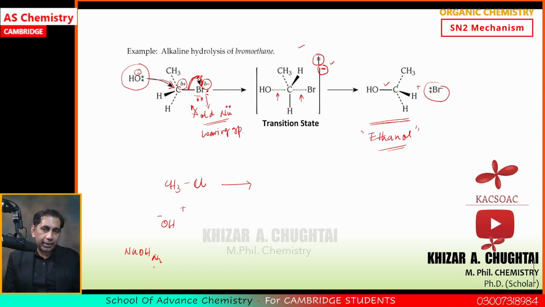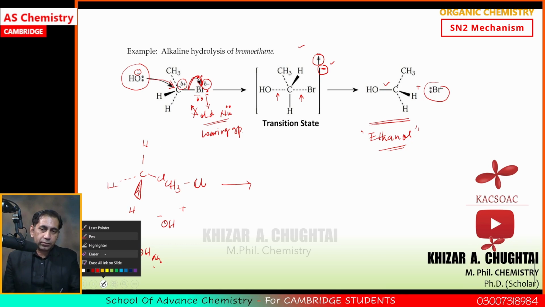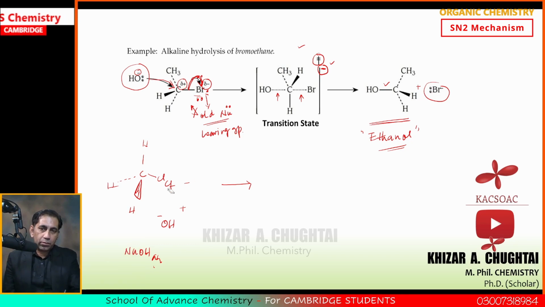Plus Cl negative ion. So if you want to write it in a 3D formula, here is a carbon, and let's suppose one hydrogen. It is Cl over here, dotted line hydrogen, and this is the dark wedge hydrogen. This is the 3D structure of this CH3Cl.